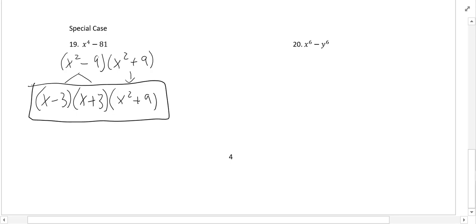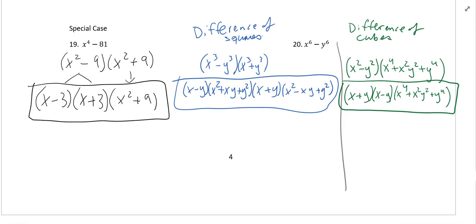Okay, so you try 20, and remember, it is a special case. So let's see what you got for number 20. So if we take a look here, it's special because it could have been done two ways. So this first part here is a difference of squares. If you took the square root of x to the 6th, you get x cubed. The square root of y to the 6th would be y cubed. And there's a minus sign in the middle, so that means one was negative, one was positive.